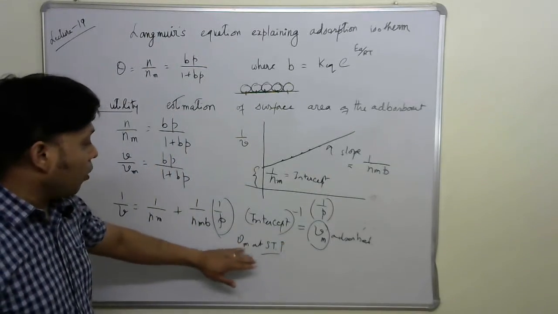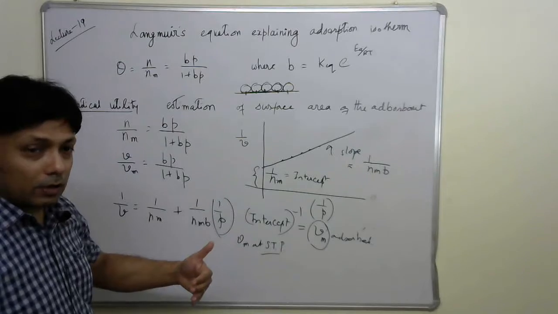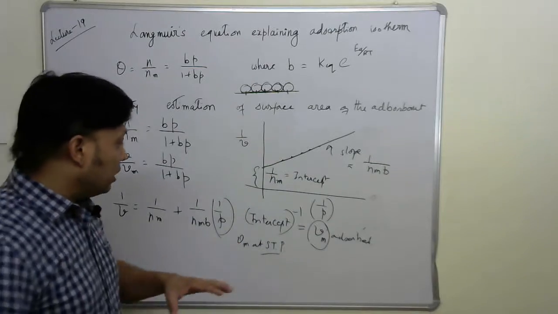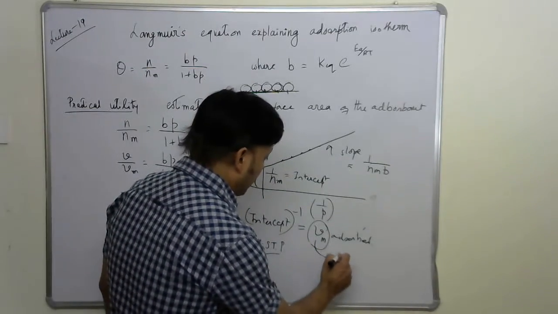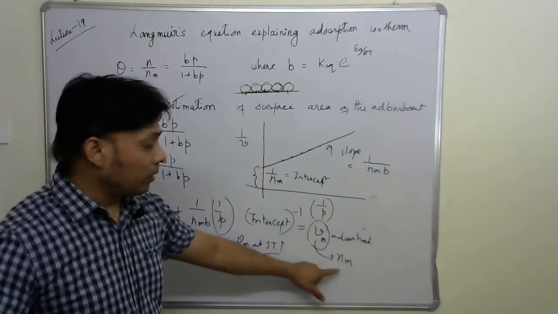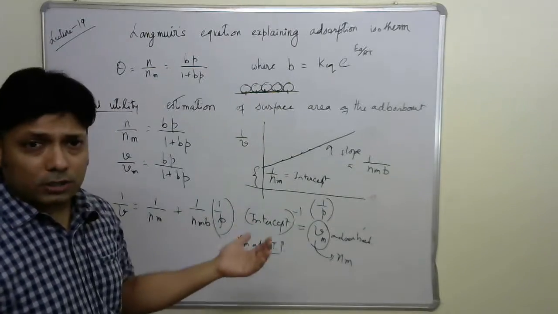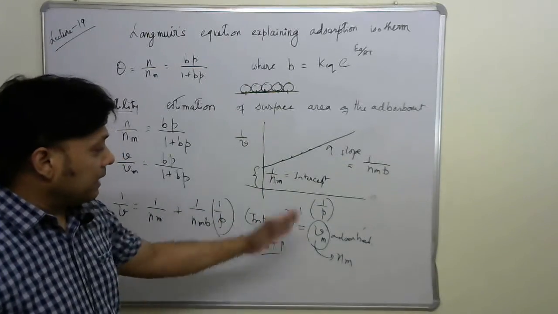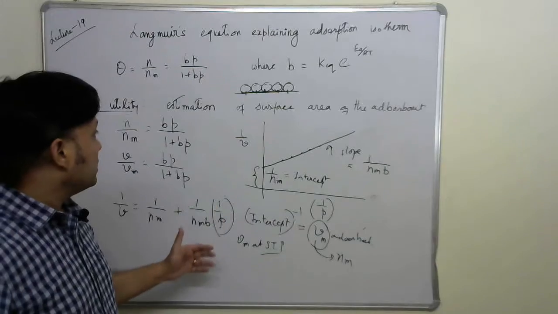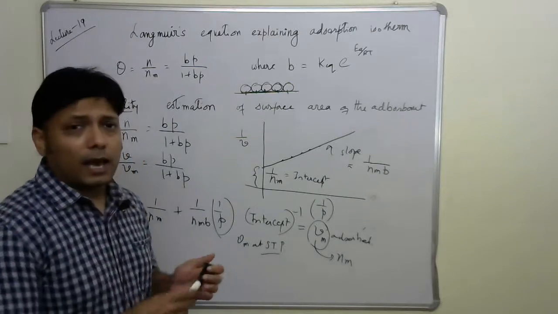And once we get the volume at standard temperature and pressure, and we know how much volume 1 mole of a gas occupies at standard temperature and pressure, from that we can easily calculate from Vm the Nm, that means first the number of moles, and from that the number of molecules required to complete the monolayer, Nm. Once we get the Nm, we can take the molecular cross section, sigma, from the literature data, and we can easily calculate the total surface area of the solid adsorbent. So this is the practical utility of Langmuir's equation for the adsorption isotherm.